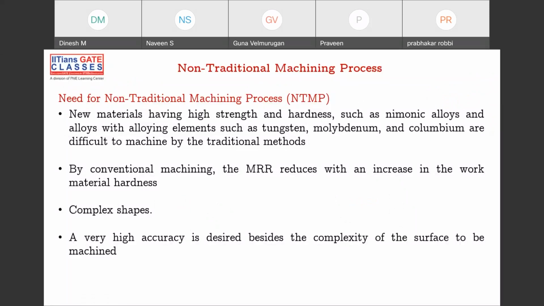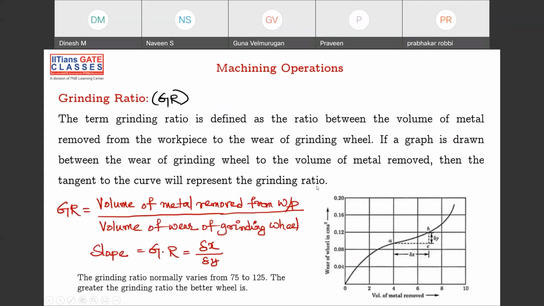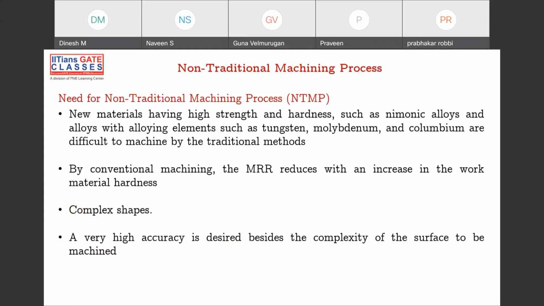What is the difference between traditional and non-traditional machining process? Anyone? Anyone who can let me know the differences between traditional and non-traditional machining process?